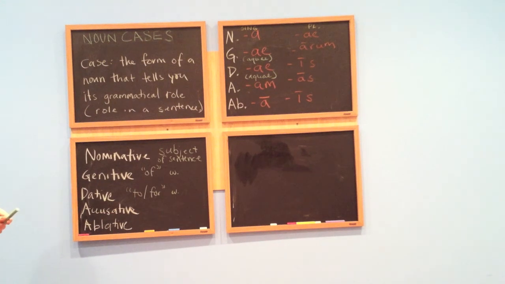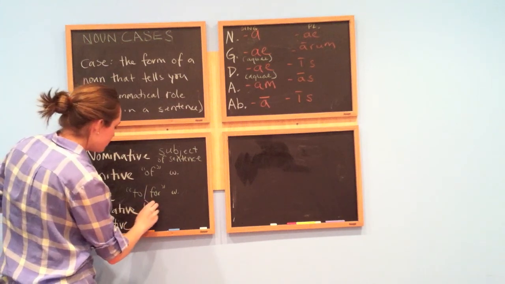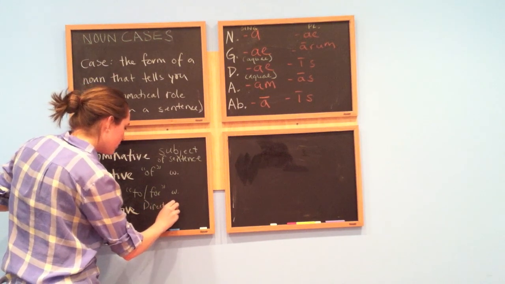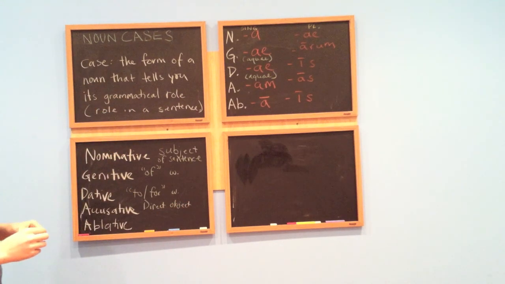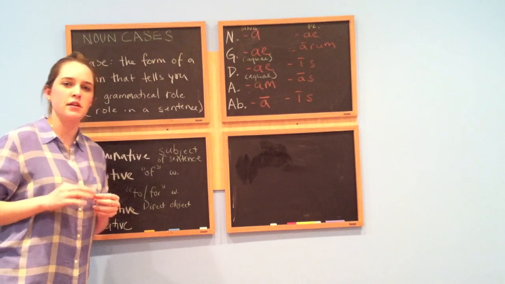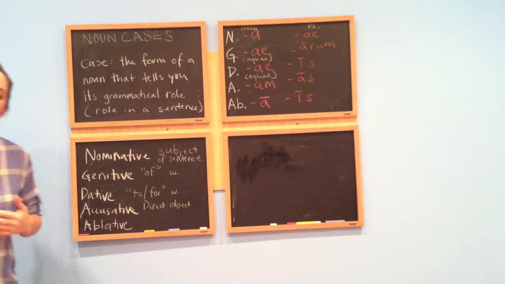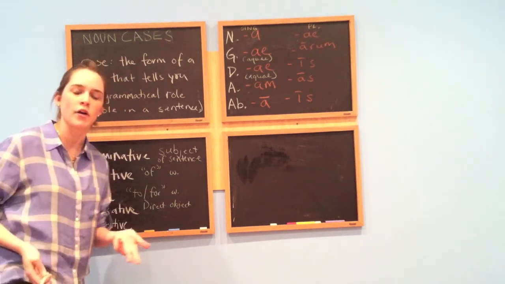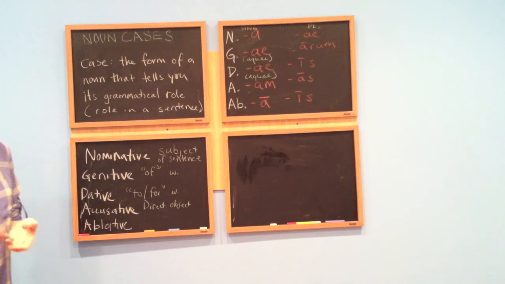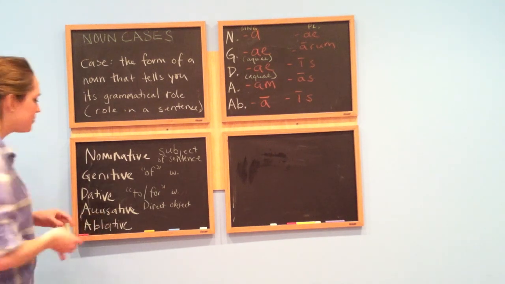If our noun is in the accusative case, it's going to be the direct object of a sentence. The direct object is the thing that's being verbed. So if I say, I kick the water, seems improbable, but say I do, the water's being kicked, so it's the direct object of the sentence. And in Latin, that would be in the accusative case.